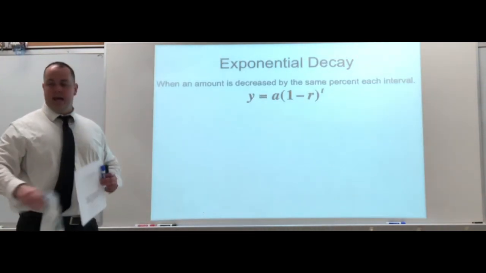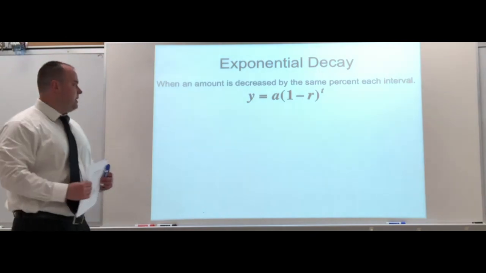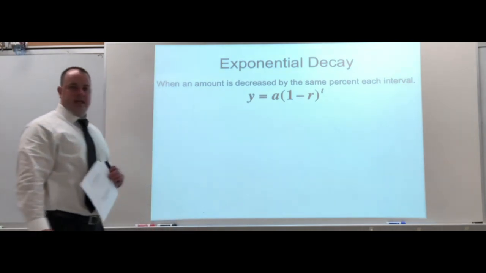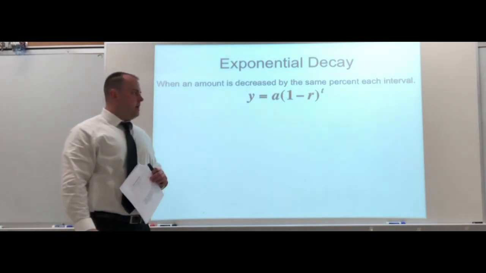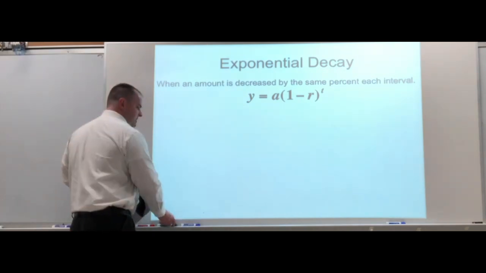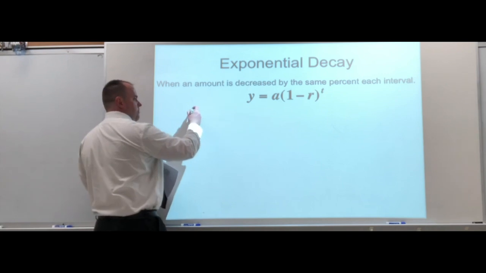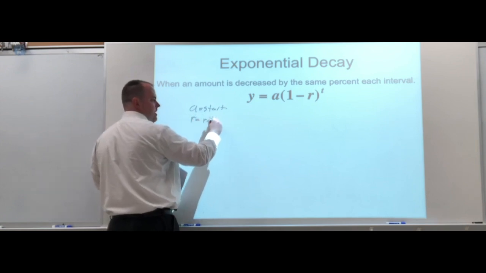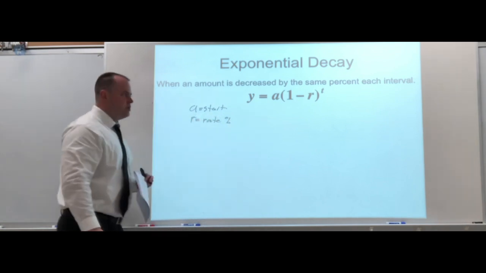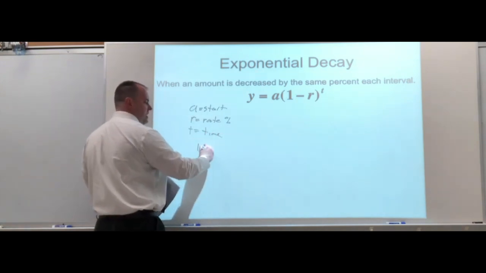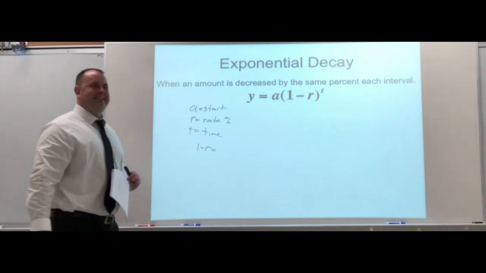Exponential decay. The definition is basically the same thing, except an amount is decreased by the same percent each interval. So we have y equals a times (1 plus r) to the t power. Now, much of this is going to be the same. A is our starting point again. R is our rate, again usually a percentage. T is going to be our time. And this time, 1 minus r is called our decay factor.